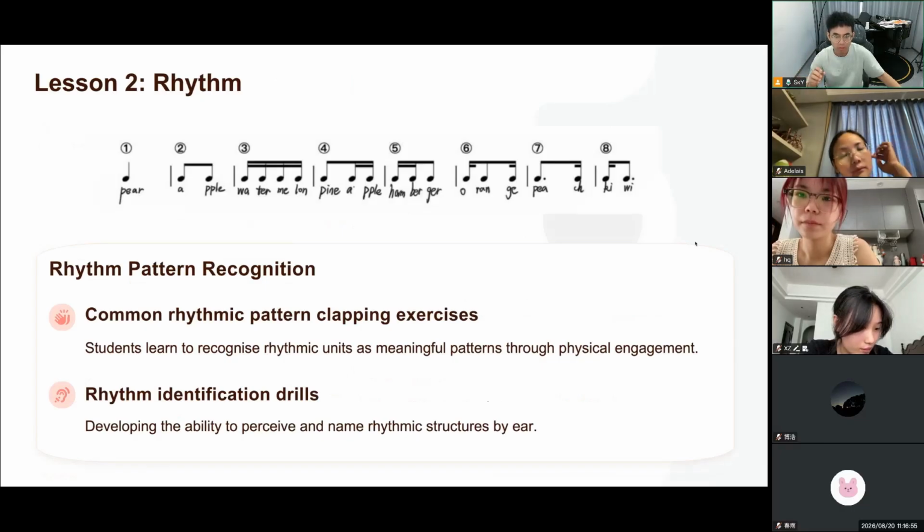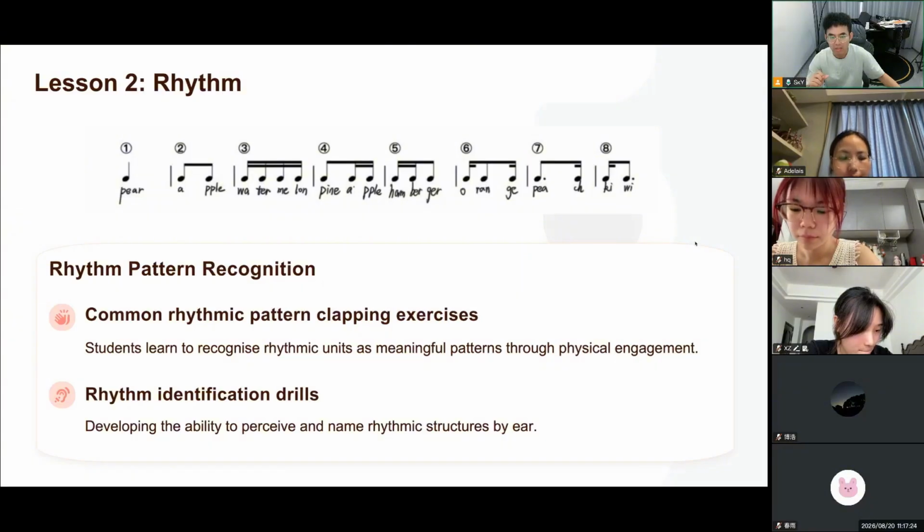For example, when they see a series of eighth notes, they may count them one by one, but for skilled readers, these rhythms are usually read as one whole unit. So the goal of the lesson is not to teach more rhythm theory. Instead, it is to help students see that common rhythm patterns can be processed as a single unit.